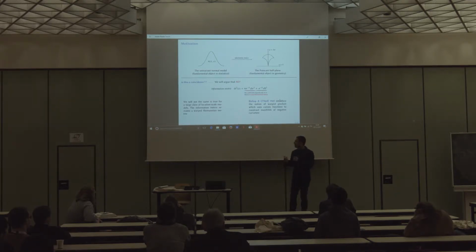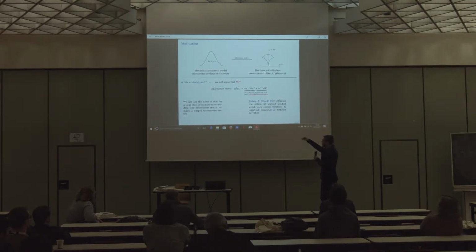And we will see the same remains true for a large class of location scale models. The information metric is a warped metric. Then our intuition is that the negative curvature in this example is only an instance of the general principle that you see written here: warped products use convex functions to generate negative curvature.